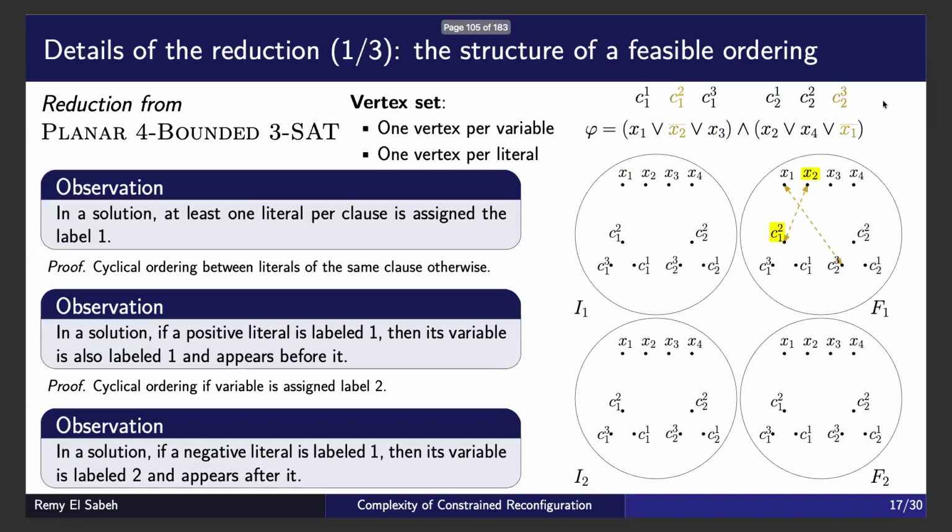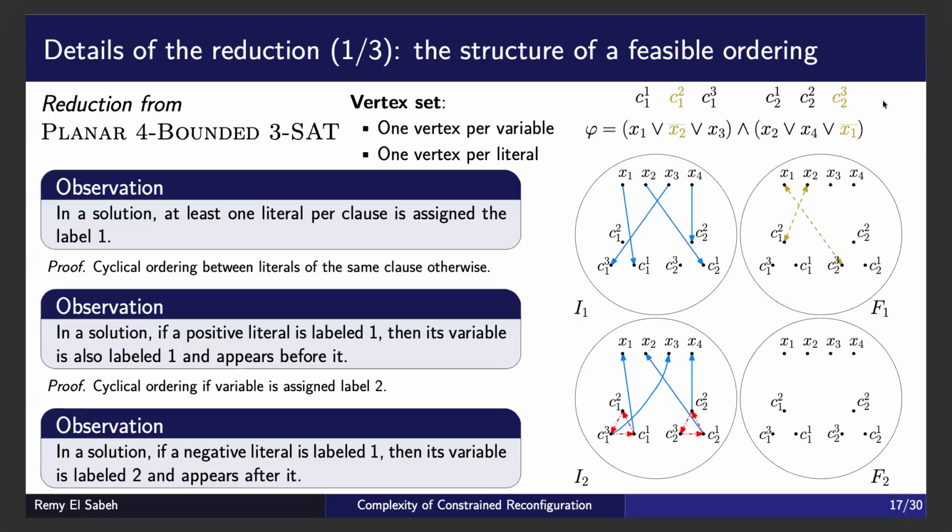And we have something symmetrical happening for the other side. So if C12 is labeled 1, x2 cannot be labeled 1, because if it is, we have an arc going from here to here and then back. That's a cyclical ordering. So consequently, it has to be the case that x2 actually ends up being given the label 2 and appearing after C12. So positive literal labeled 1, its variable is also labeled 1. Negative literal labeled 1, its variable will be labeled 2.